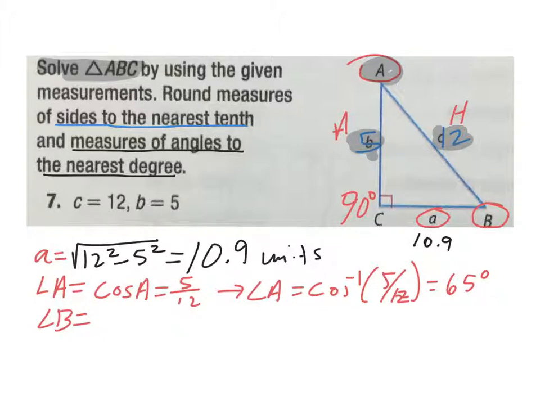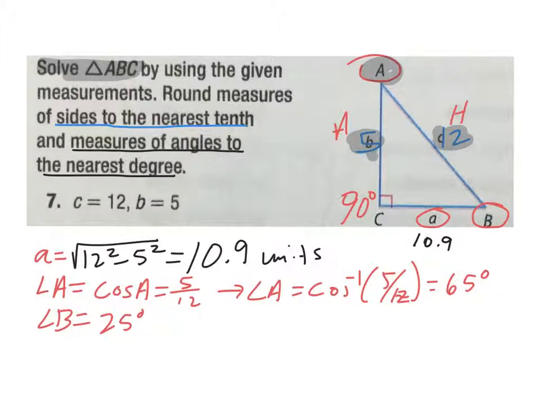Now, you could use another trig function to find B, but what do I know about angle A and angle B? They both total 90, which means what does angle B have to be if this is 65? 25. Yep, correct, 25. 90 minus 65. So for angle B, I would not use another trig function, just subtract from 90, it's a lot easier. So that's how you do number 7, all 3 of the missing things.